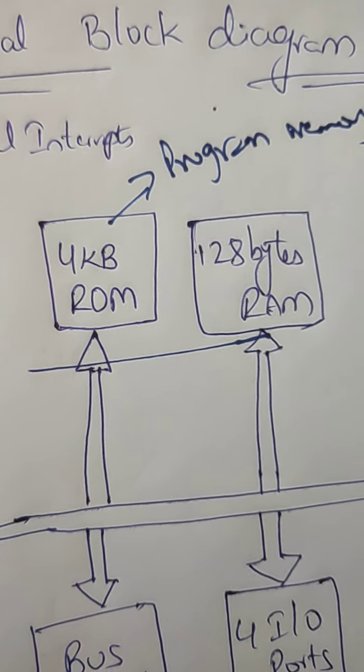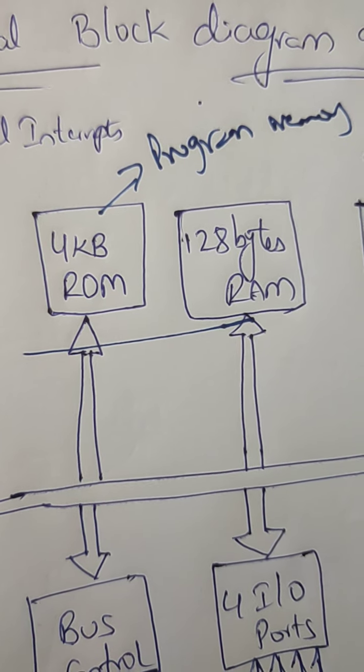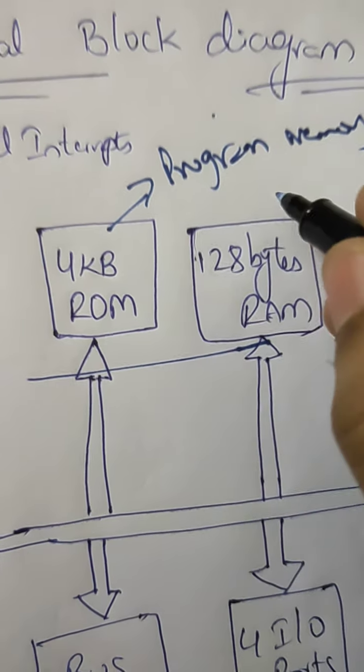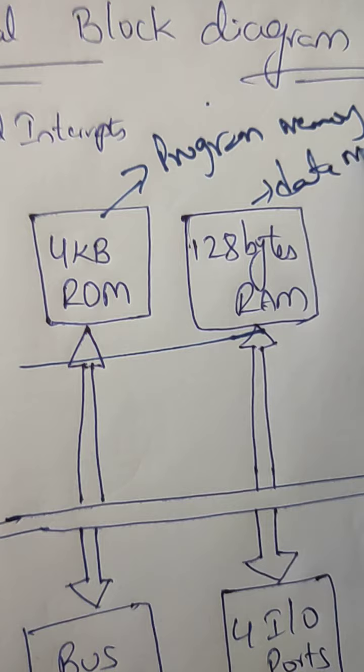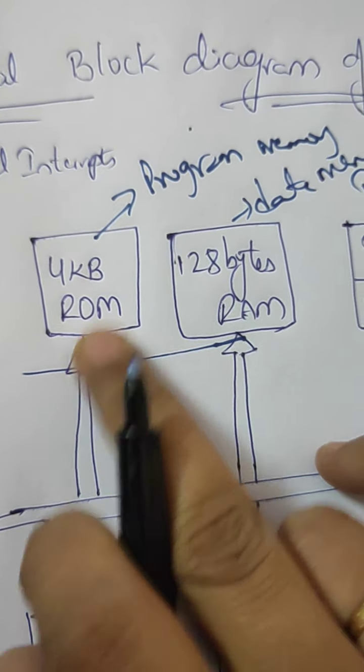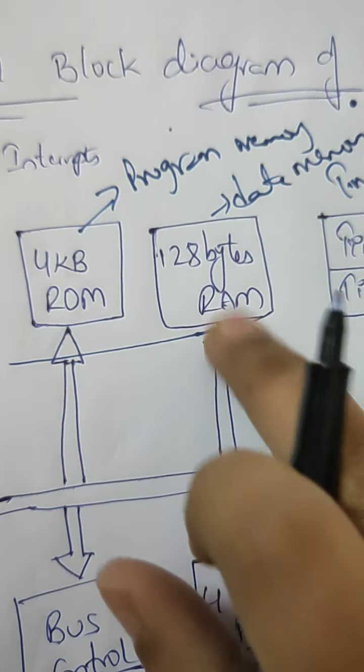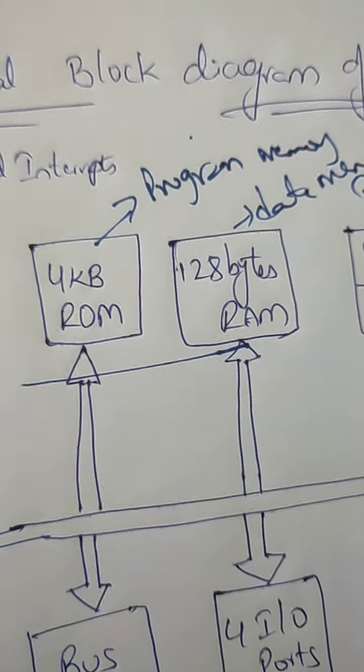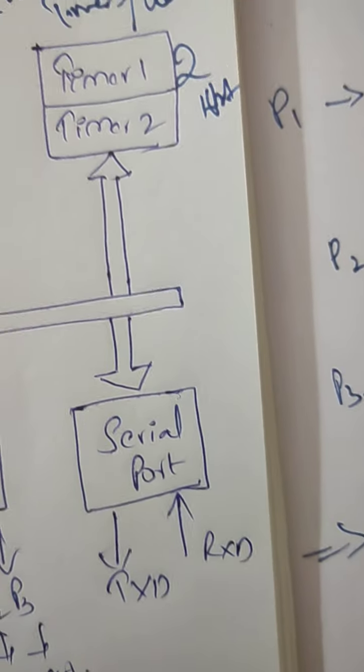Whereas the internal RAM size of 128 bytes is there, and this memory is used for data memory. You have to remember this. The 4 kilobytes of ROM is meant for program memory and 128 bytes of RAM is meant for data memory. And here there is a serial port.